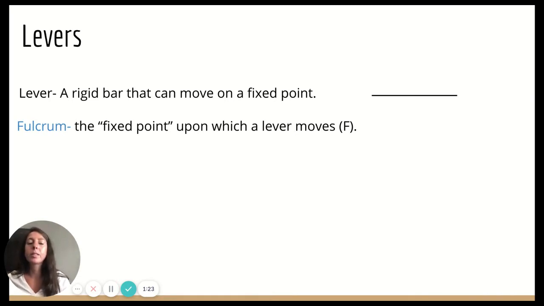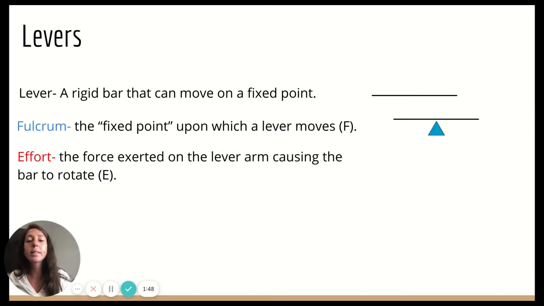The fulcrum is part of a lever system, and this is the fixed point upon which a lever can move. When we draw diagrams of levers, which we will do, we'll label the fulcrum as F. So you can draw this little picture and either color code it like I did, or you can label it as F. Here's another picture: here's my finger as the fulcrum, here's my hand as the lever, and it can move upon that point.